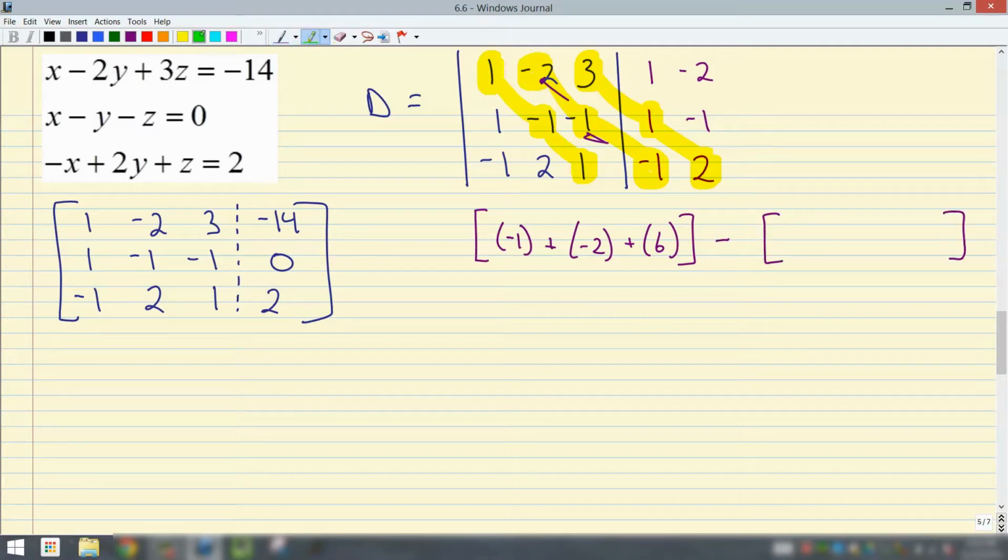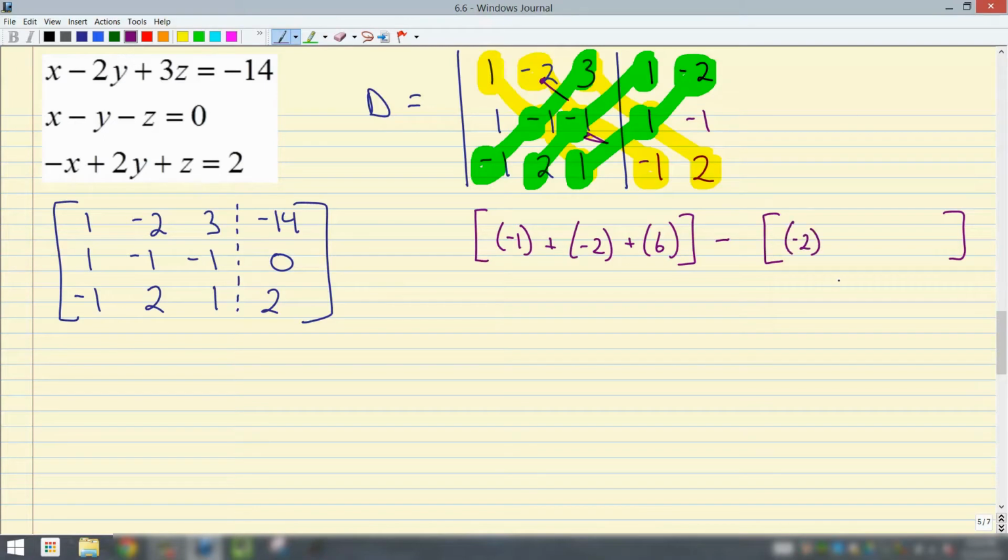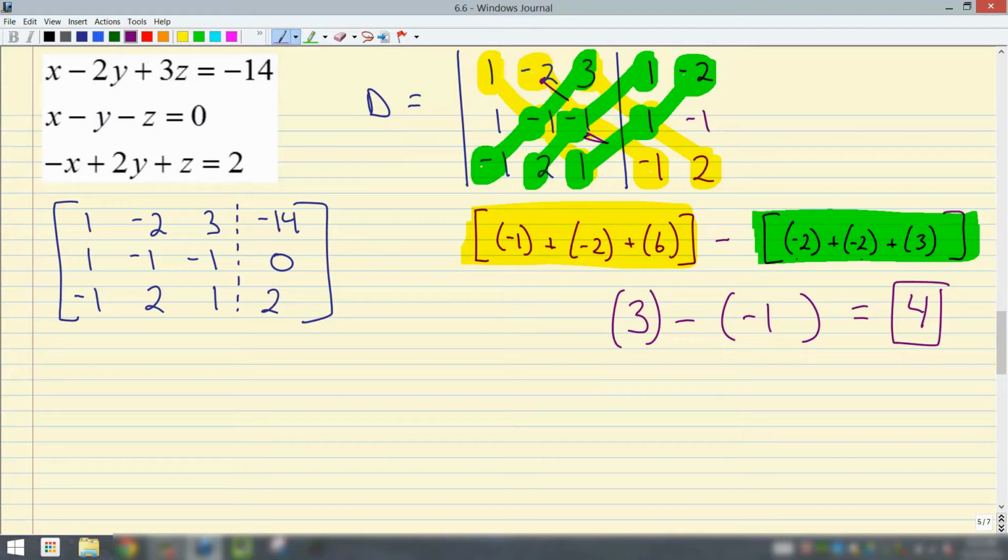Subtract from that these diagonals. Negative 2, 1, 1, 1, negative 1, 2, 3, negative 1, negative 1. 1 times 1 times negative 2, negative 2. 1 times negative 1 times 2 is negative 2. 3 times negative 1 times negative 1 is 3. So the first grouping of diagonals gave us these values, which we added together. The second grouping of diagonals gave us these numbers, which we're adding together. And then we're going to subtract those two quantities. So D is equal to 4.